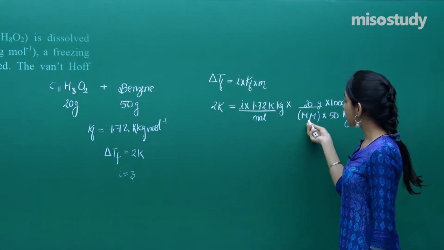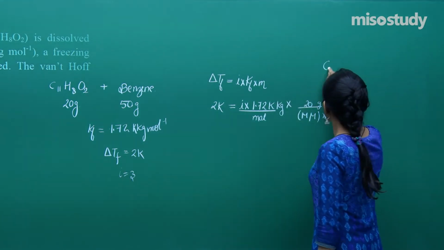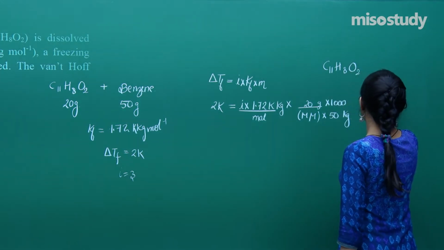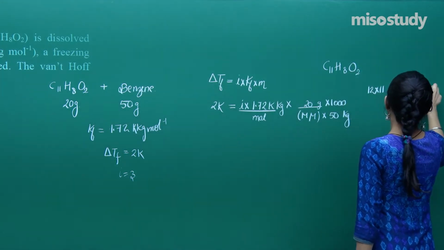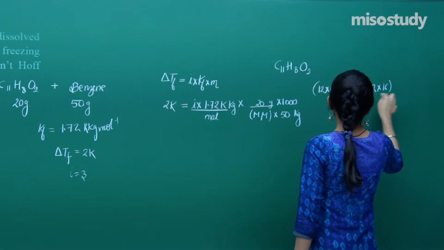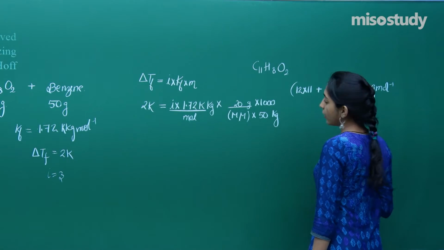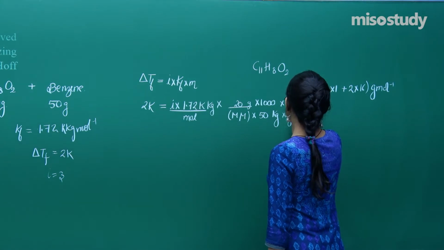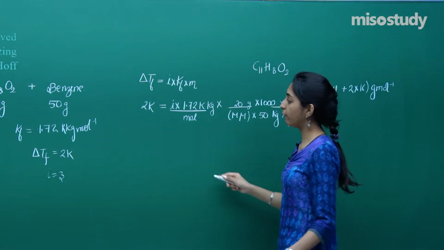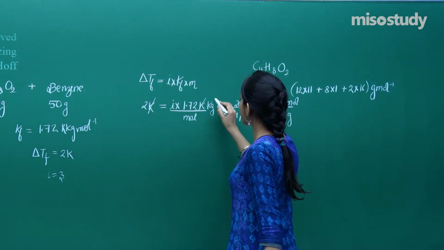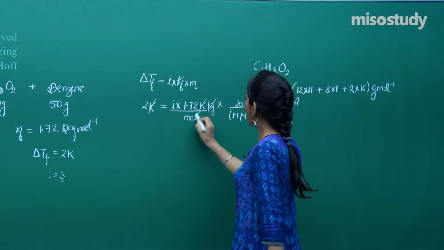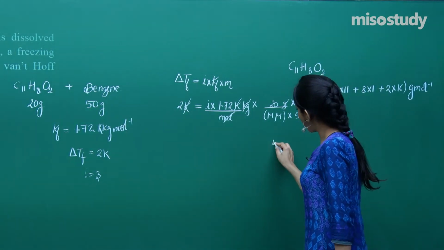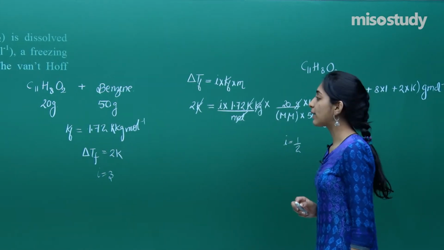Okay. If I am asking you to substitute the molar mass, you can see C11H8O2, so molar mass will be 12 times 11 plus 8 times 1 plus 2 times 16 grams per mole. Let me just write molar mass in grams per mole, which goes in the numerator. Now see, Kelvin, Kelvin will get cancelled, kg, kg will get cancelled, mole, mole will get cancelled, gram, gram will get cancelled. You can just figure out the value of i.